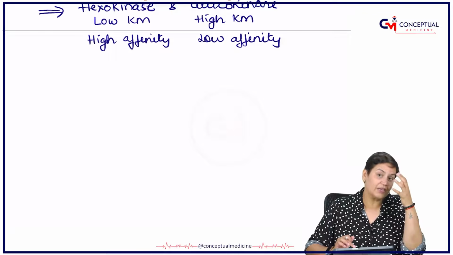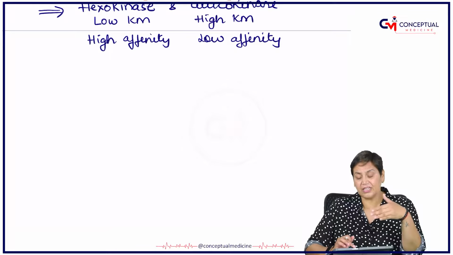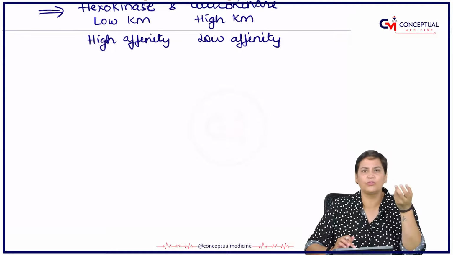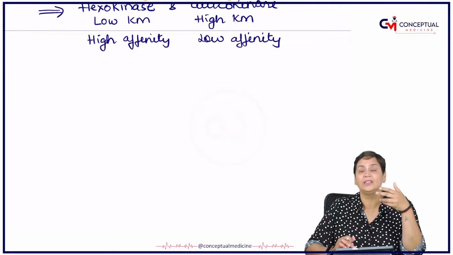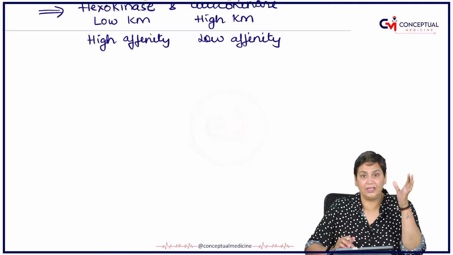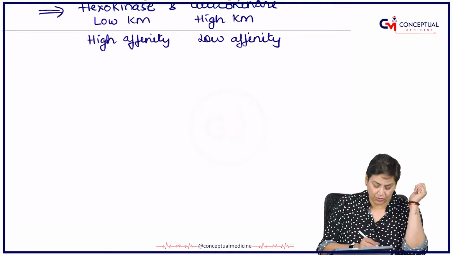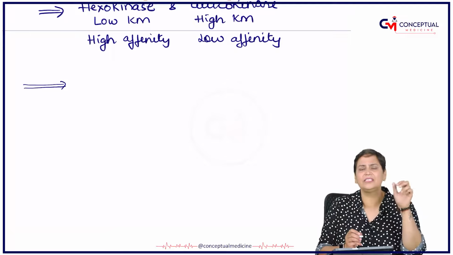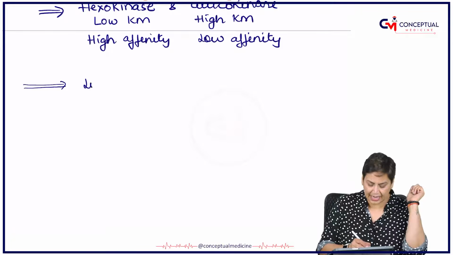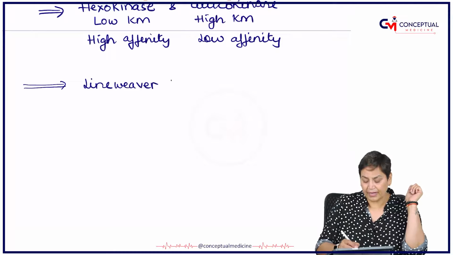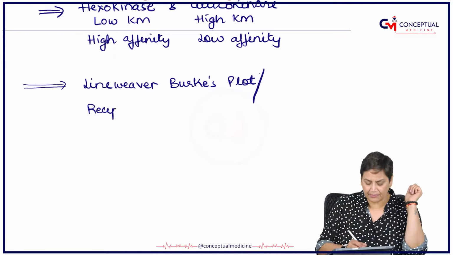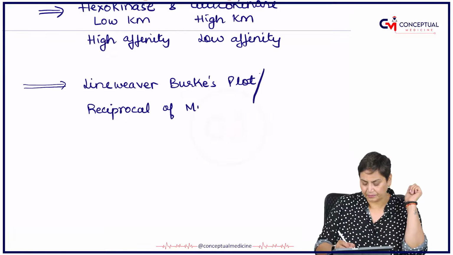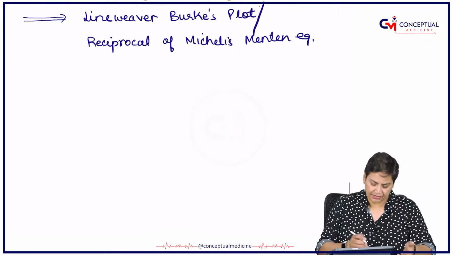But there was one more scientist who wanted to convert this equation into an equation of a straight line, just to predict what would be the slope and what would be the intercept. That scientist was known as Lineweaver, and the graph which he gave was known as the Lineweaver-Burk plot. So after enzyme kinetics, we come to the Lineweaver-Burk plot, which is nothing but the reciprocal of the Michaelis-Menten equation.